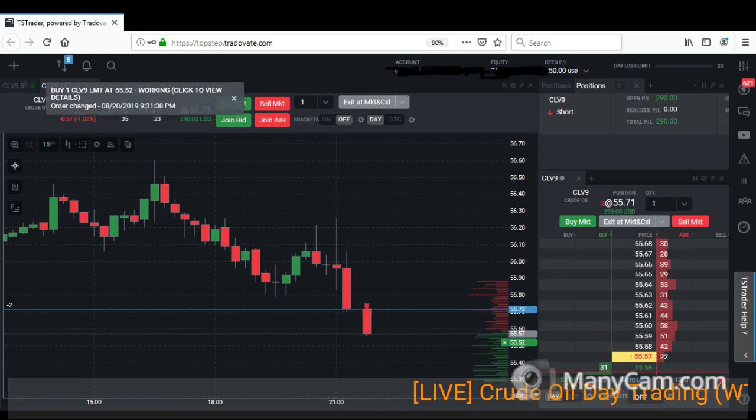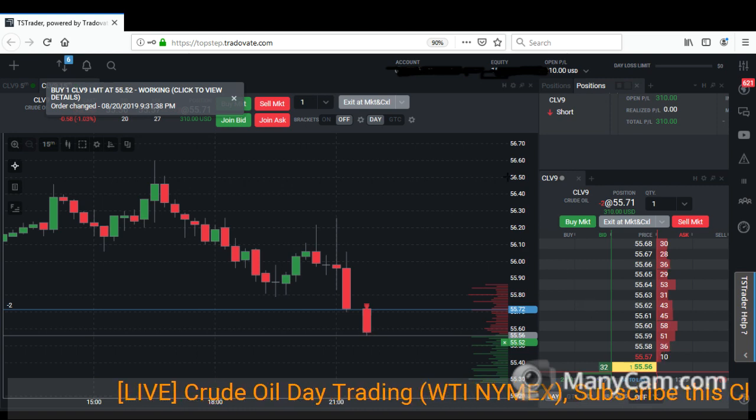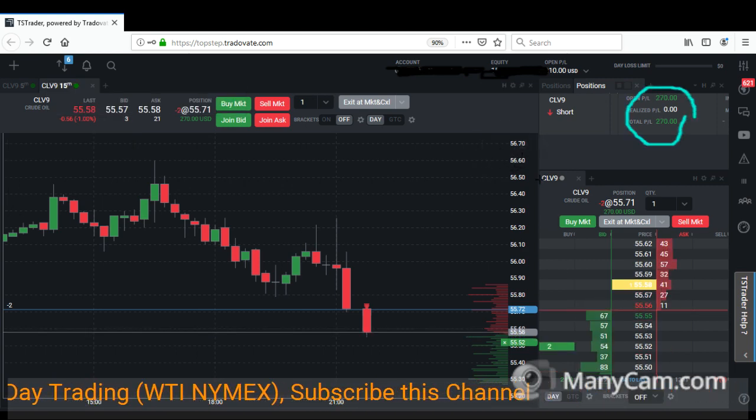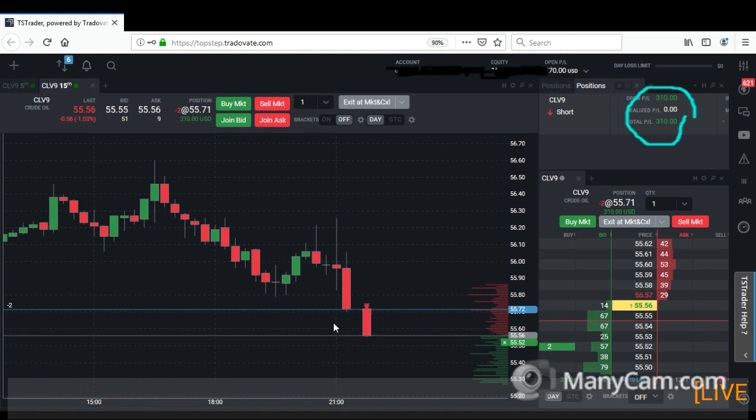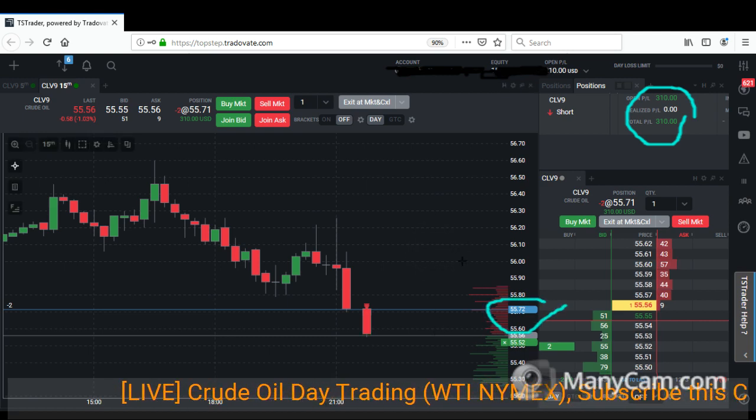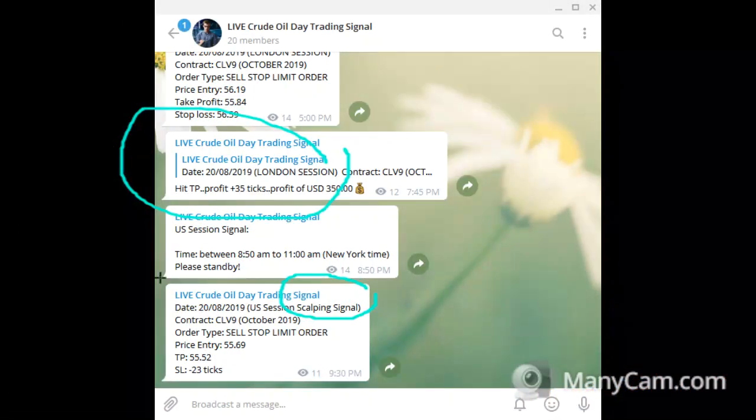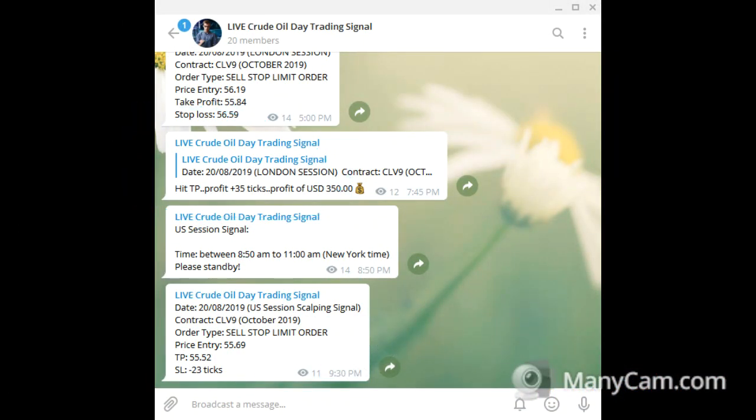So I've got nothing to say. Already profit around 310. If I'm not mistaken, 270, 310 US dollars in profit. So this will be a quick one. In my Telegram just now, I gave 55.69 as the entry, and the target TP is 55.50. This is exactly 9:30 at my local time, and New York time is 9:30 a.m. in the morning.